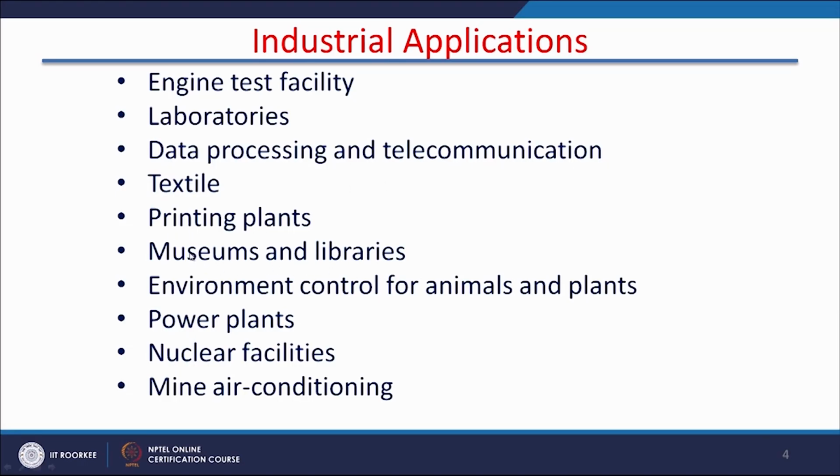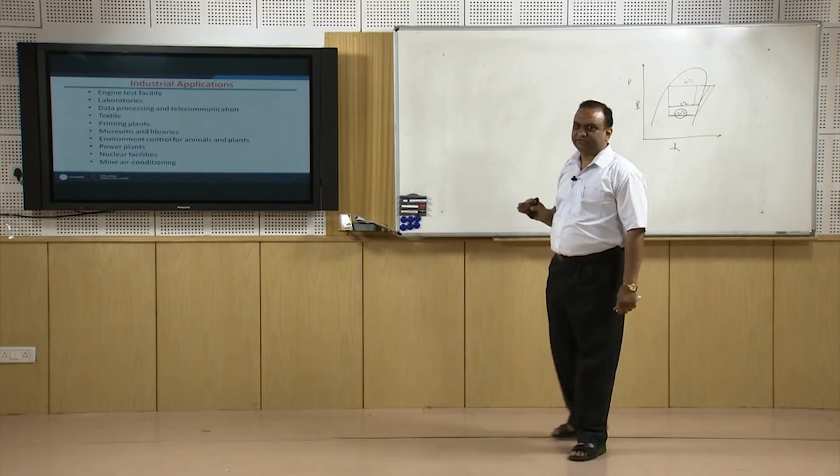A special kind of air conditioning is required in these industries. For example, in museums and libraries the airflow should not be very high, and fresh air has to be maintained inside the museums. Environment control for animals and plants, power plants, nuclear facilities, even in mines air conditioning is there, and there are many more hundreds and thousands of applications.